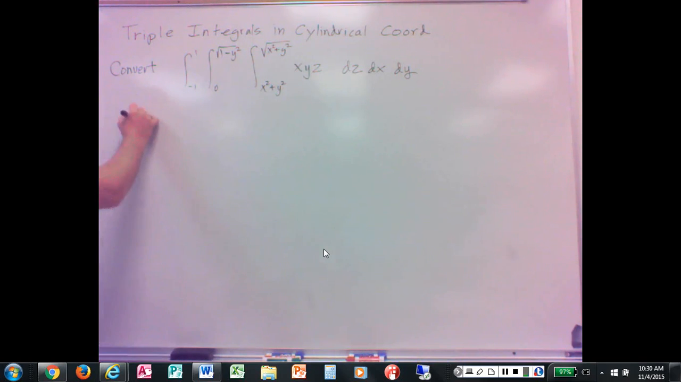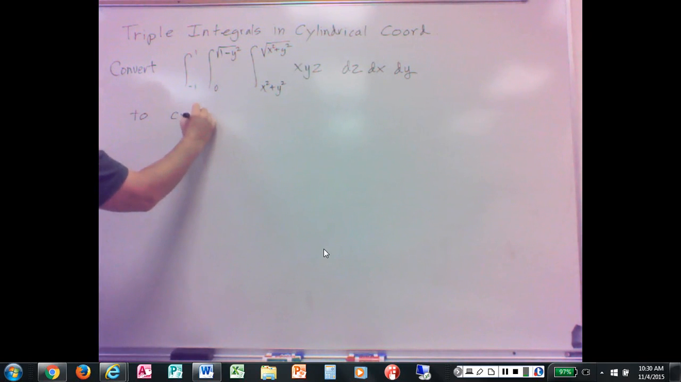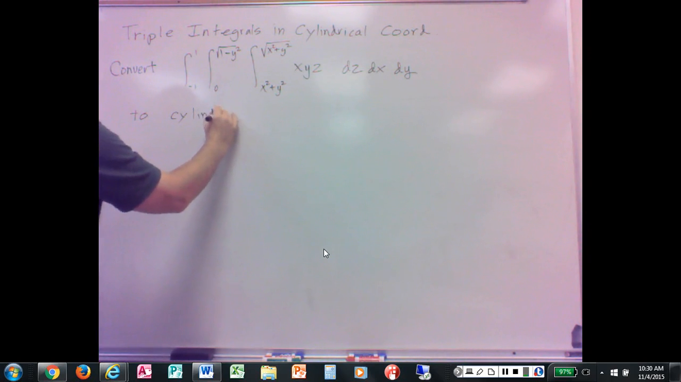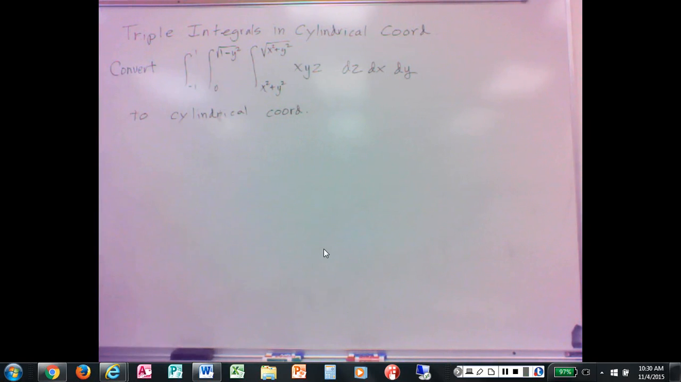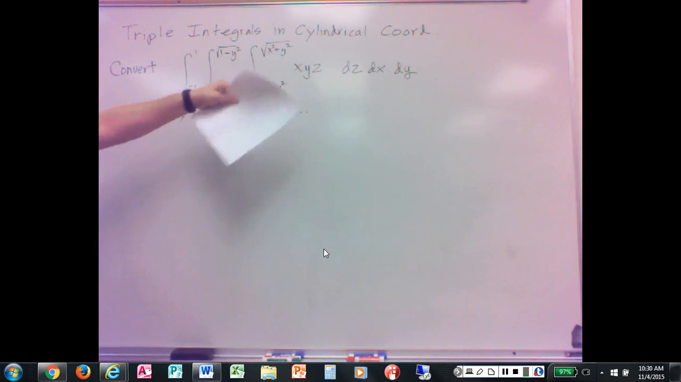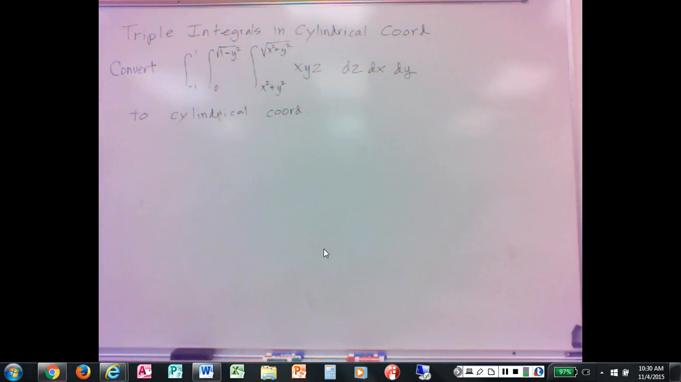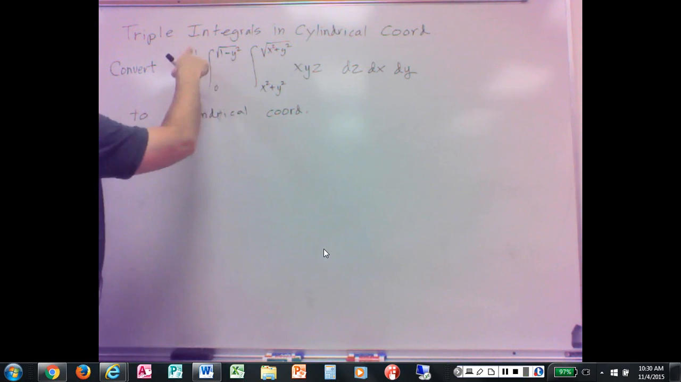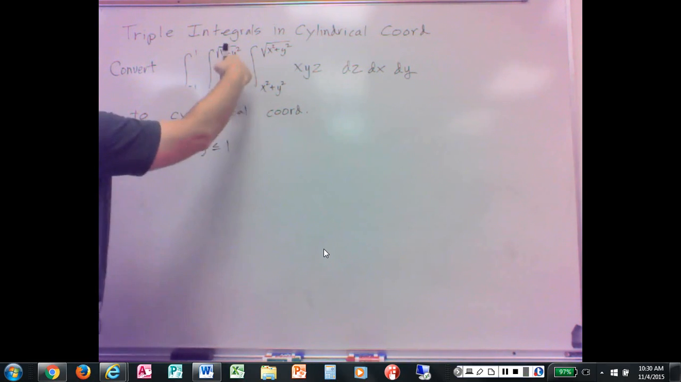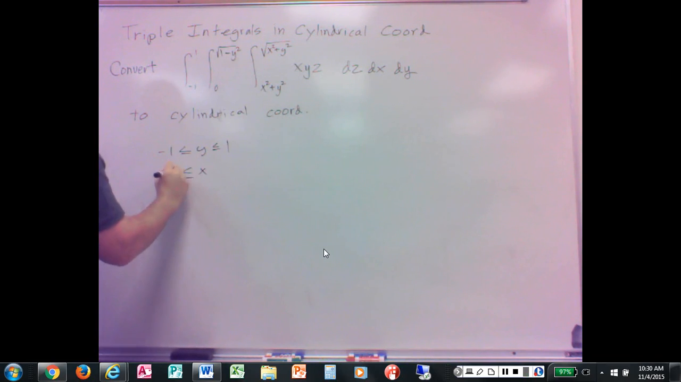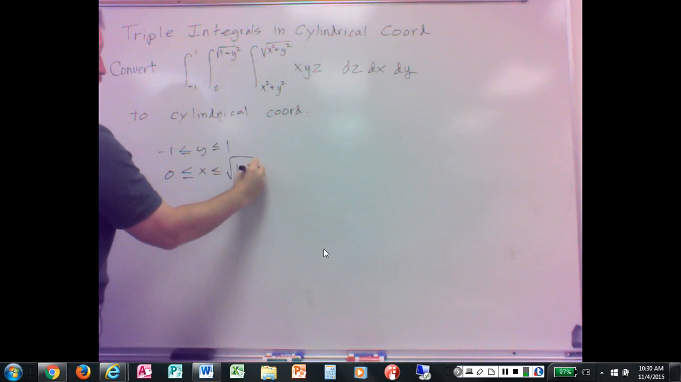Convert that to cylindrical coordinates. An integral with cylindrical coordinates, okay? Now, let's go ahead and write out what our limits here are. The y is -1 to 1, of course. The next one's the x, so the x is between 0 and the square root of 1 minus y squared.